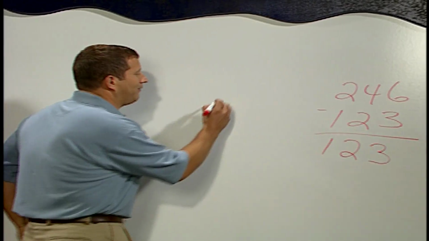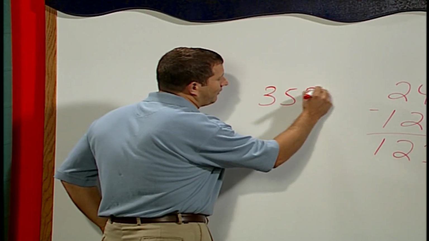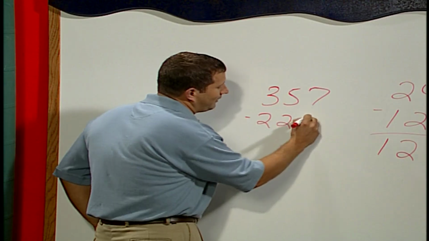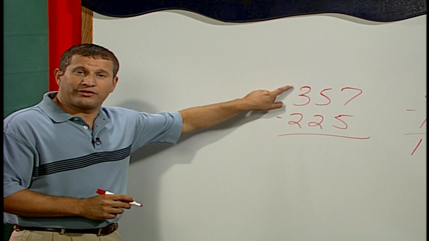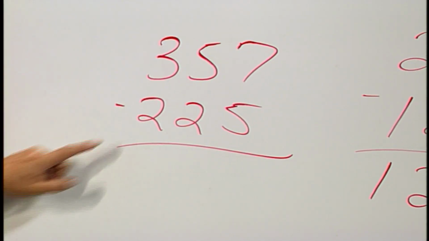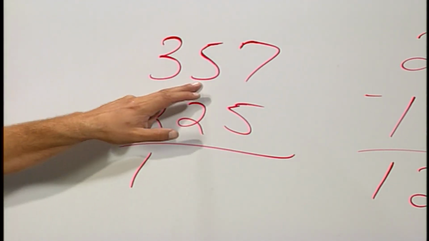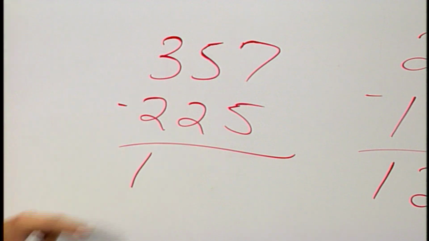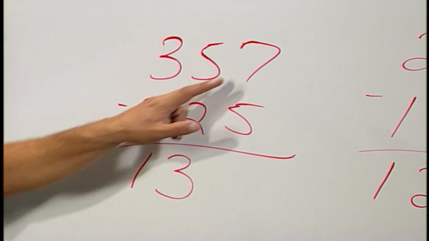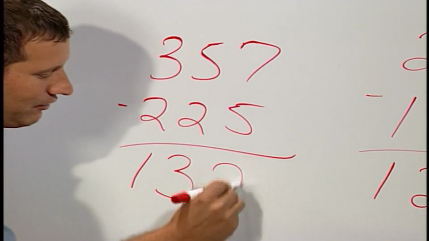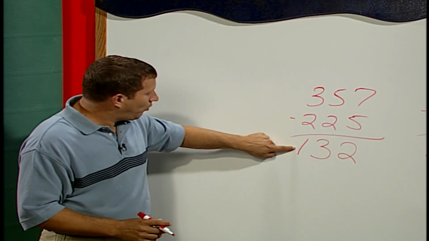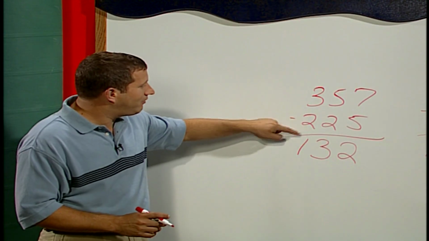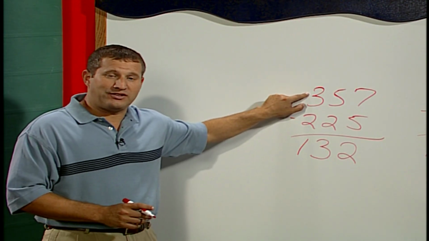So let's try another one. What if we had 357 minus 225? Go ahead and give that a try. Starting over here, 300 minus 200 will give you 100. 50 minus 20 is 30. And then 7 minus 5 is 2. So it still works. And if you do it backwards, you'll see that 132 plus 225 does indeed equal 357.